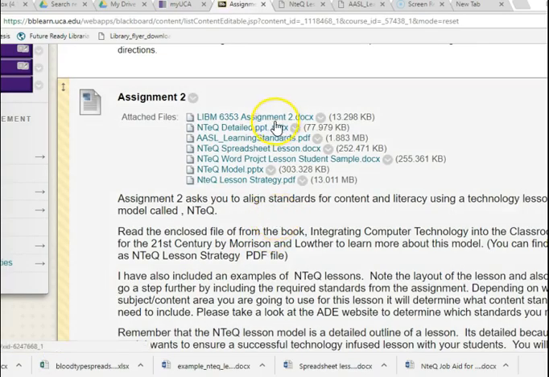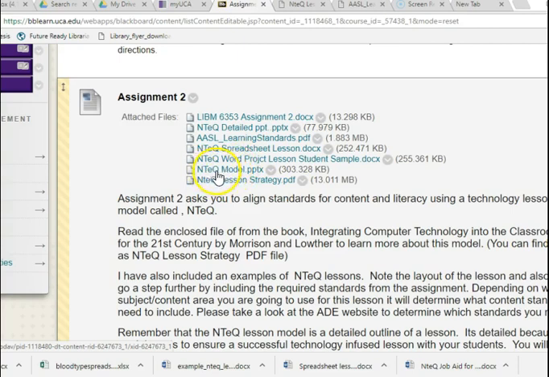So within our assignment area, you can see the actual assignment with the rubric. The NteQ detailed PowerPoint is an example that Dr. Tracy McAllister put together of something she had done. You are welcome to open that and access it. I've included the ASL learning standards, if you want to refer to those to see what you could pair with the NETS standards and the state standards you're going to use. There is a spreadsheet lesson and a student sample that isn't completely perfect.